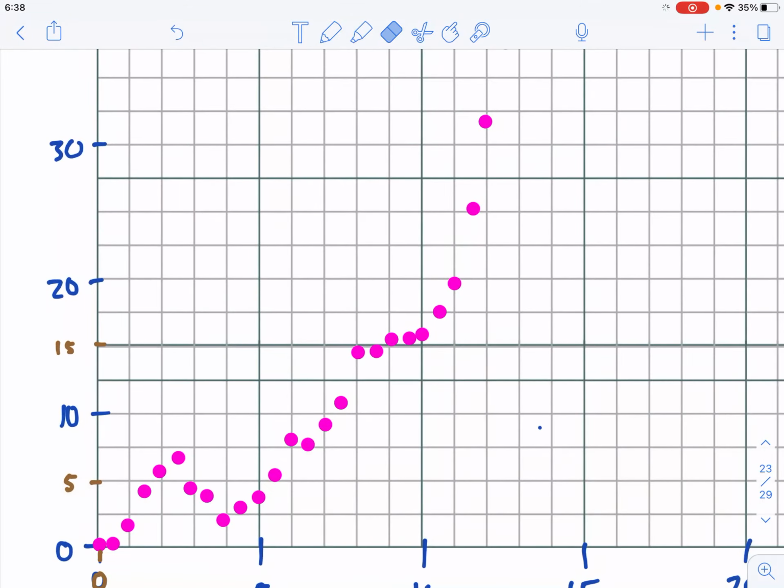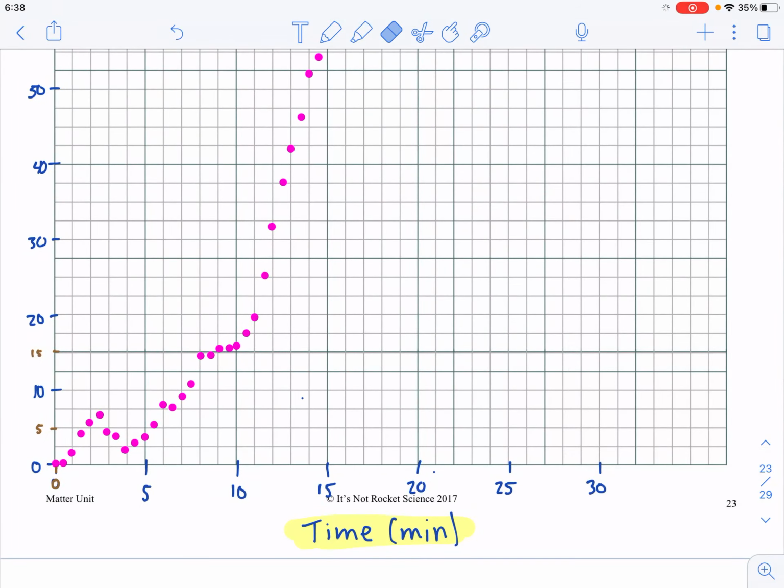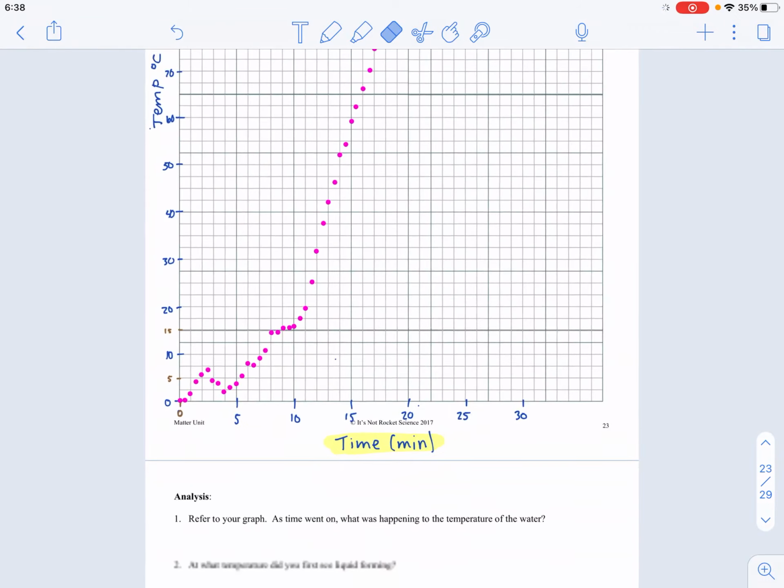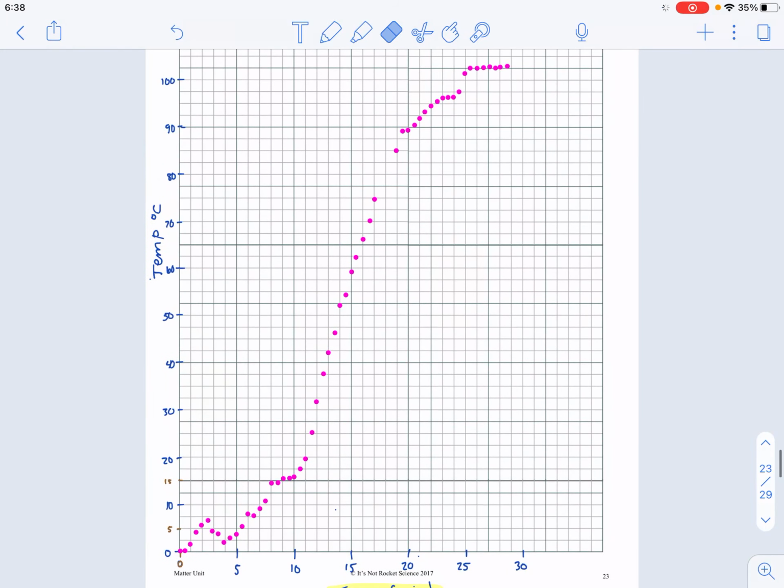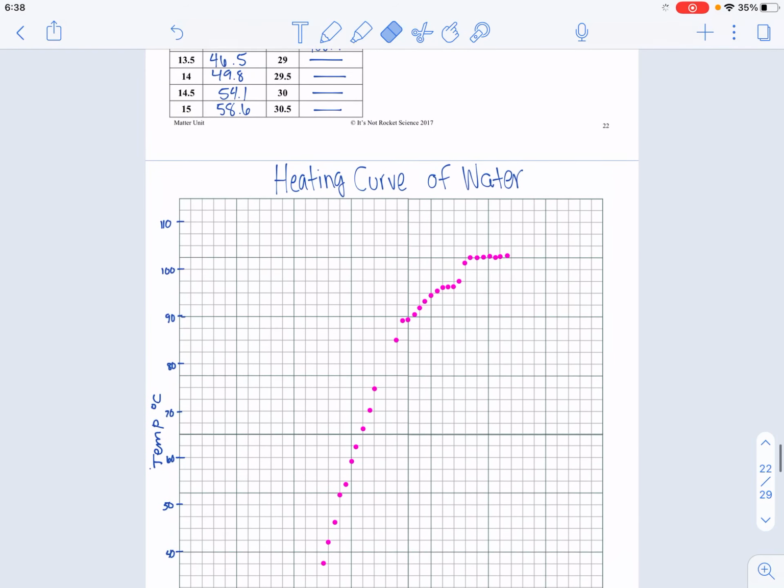They're not going to line up with what you have down for your dashes there. Okay. So then after that, it's just a matter of plotting. And as you can see, you're going to have lots of plots, upwards of about 40 to 60. And what I want you to do is just do a dot system like this. I don't want you to do a line. I just want you to do a dot system like this. So you can use a different color if you want. Otherwise, pencil is fine. And then I have heating curve of water up there for the title.